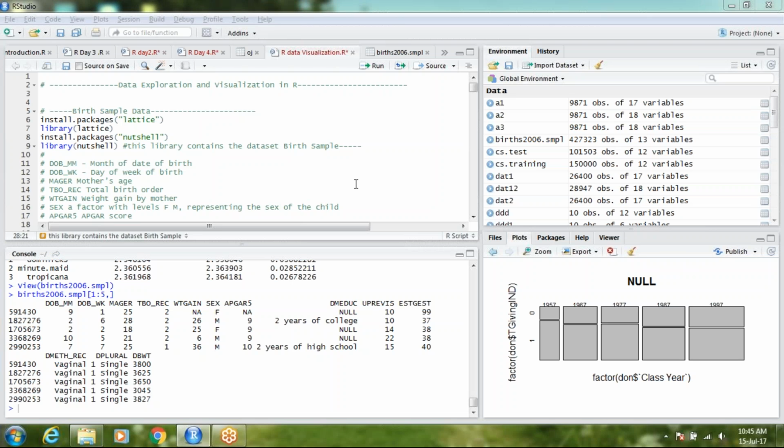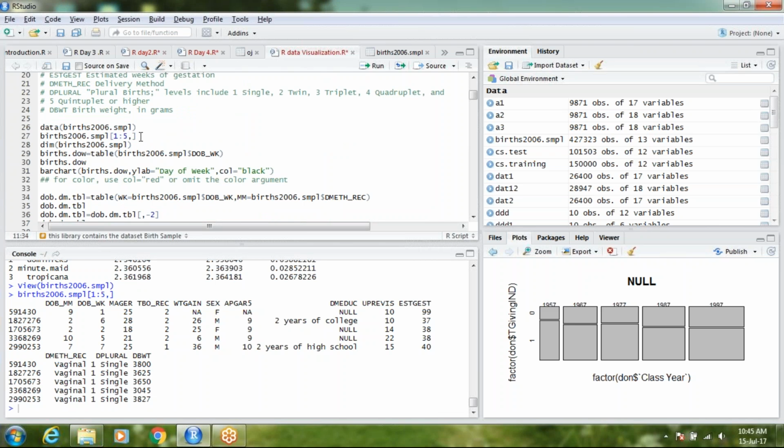So let me start with this. So yeah, this will be a package. The data which we are working with is actually a part of this library, nutshell. Once you install this, it will be there. This is mainly a bird detail related data set that we have. So let's start working with it.